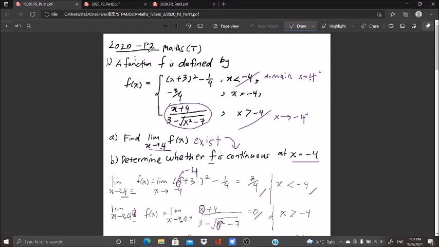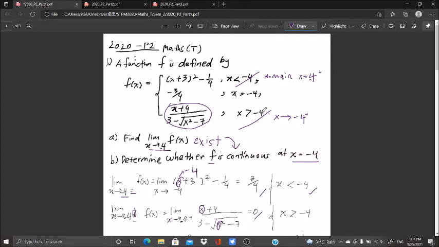Today I will discuss the 2020 Paper 2 Maxi T question, part 1. First, a function f is defined by f(x) equals (x + 3) squared minus 1/4, when x is smaller than negative 4. So we know that in this domain, x is approaching negative 4 from the negative side, while when x equals negative 4, f(x) is equal to negative 3/4.